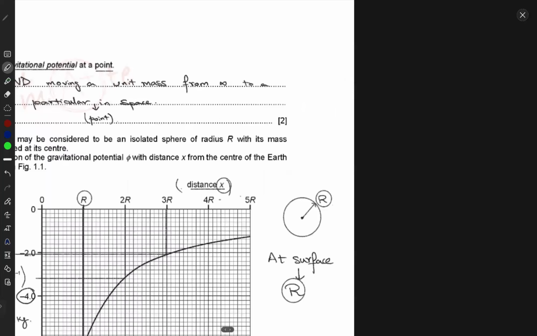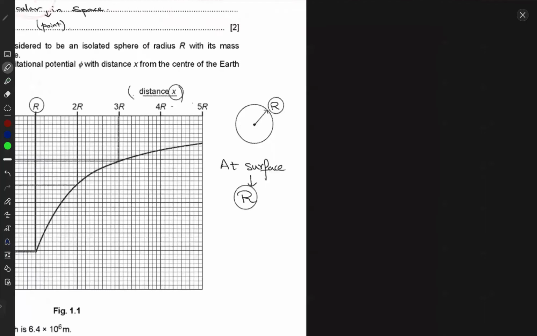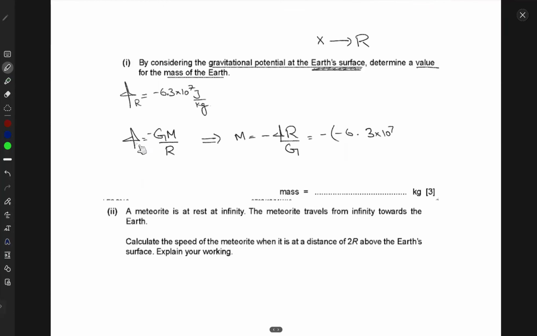So what we did was we looked at this graph. We saw wherever on the x-axis we have r, we drew a perpendicular line until it touched this point on this curve that you can see over here with this black line. And then we read off the value for potential. We found it to be equal to minus 6.3 times 10^7 by just reading it off this graph. So that's the value for potential. And we know that potential is written as minus GM by r.